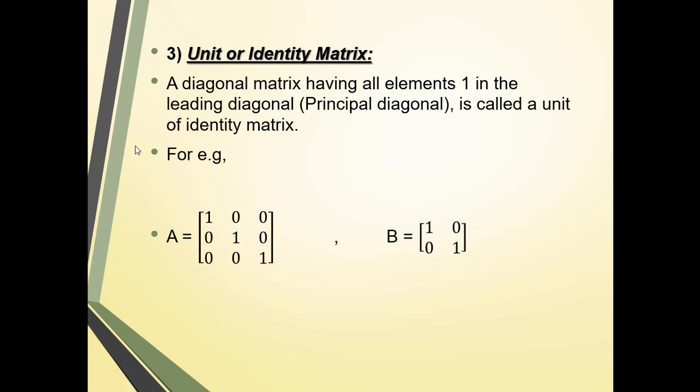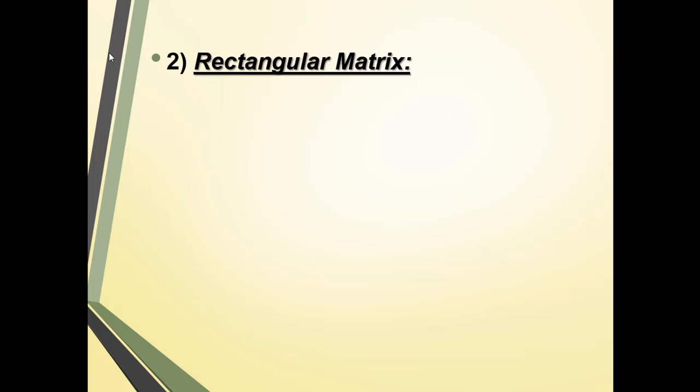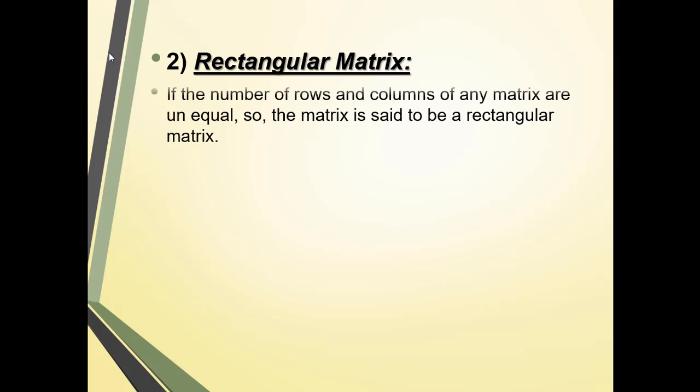For example, if we see that in these two examples there is only 1 in the leading diagonal, and all the other elements are 0. So basically any square matrix that has only 1 in the leading diagonal and all the elements except the leading diagonal are 0, that matrix is actually known as the unit matrix or the identity matrix. Now let us talk about the rectangular matrix.